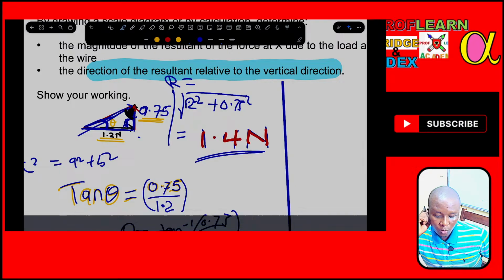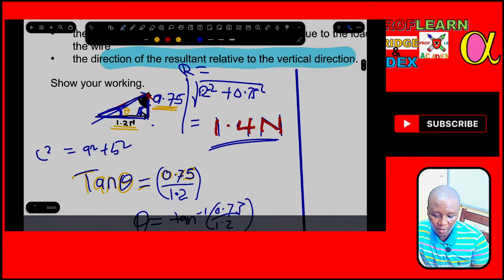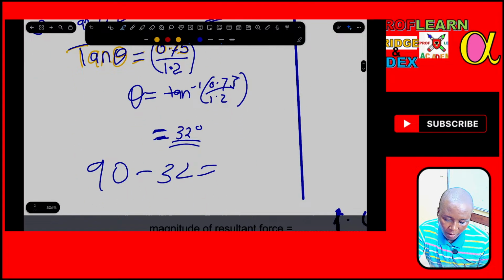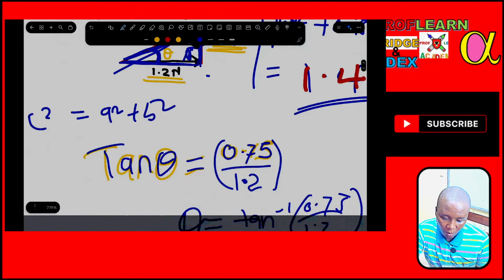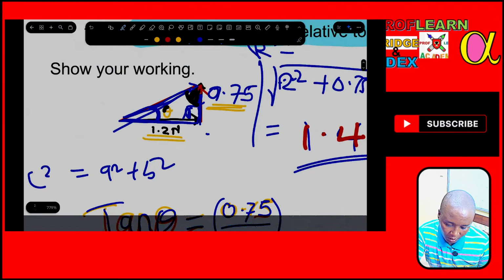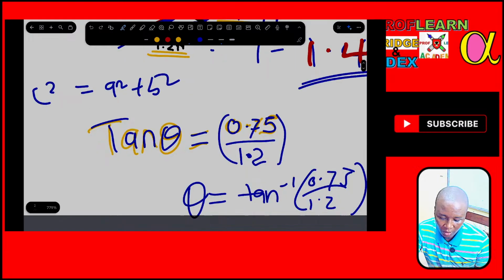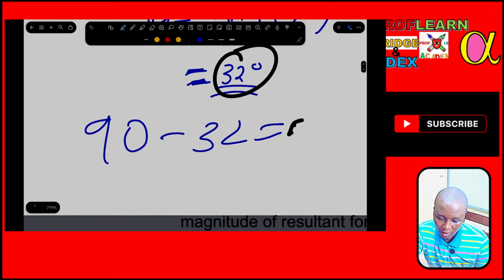To work out that angle, you can find theta and then subtract it from 90, because I found this angle, theta, in the first place. The theta I'm talking about is this theta. I worked out this theta, 32, and subtracted it from 90 to get 58 degrees, which is the required angle.